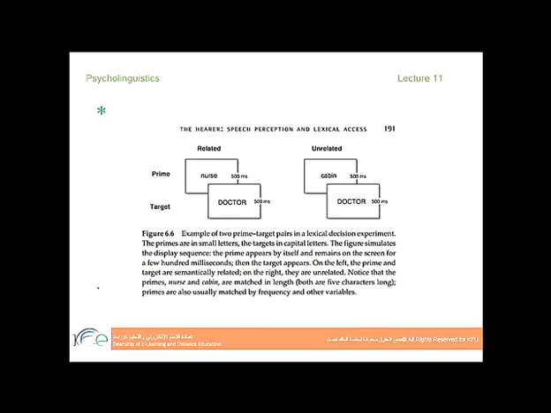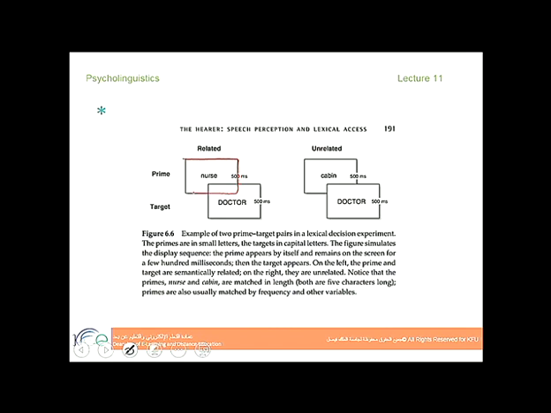So we show this word, cabin, for example, very quickly. We ask them to do that very quickly. And then the participant says, yes, it's a word. The computer registers how long it took this person to say, yes, this is a word, or no, this is not a word. This is called a lexical decision task.